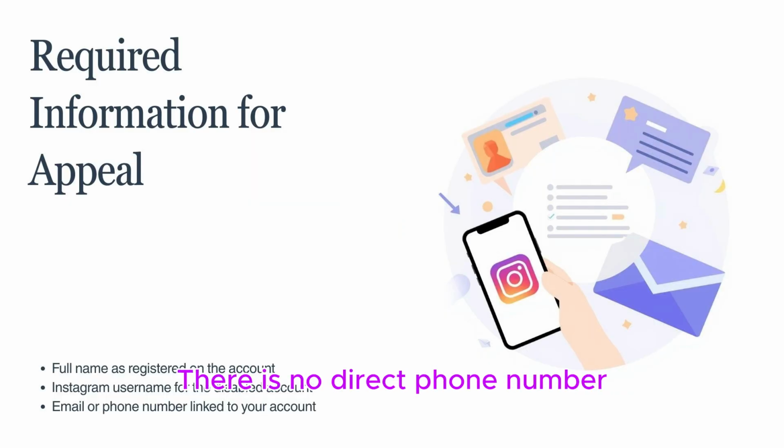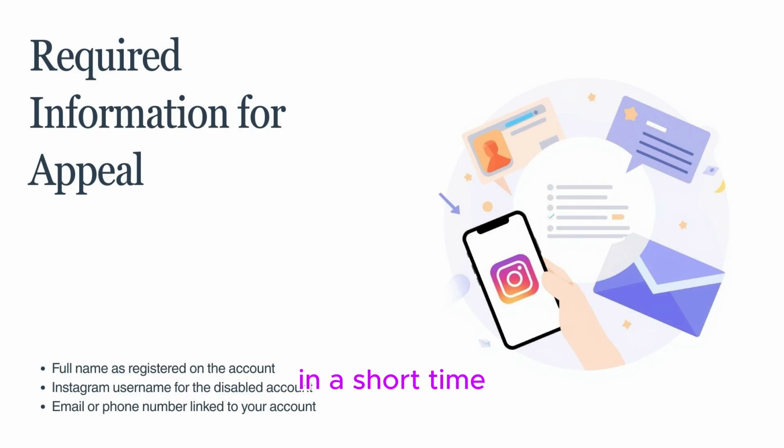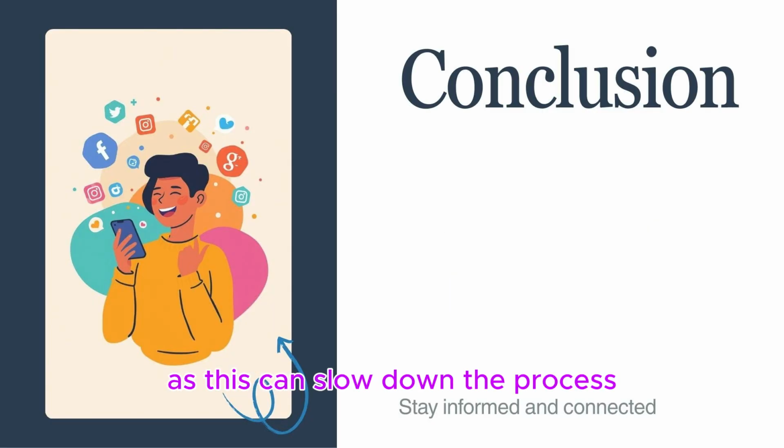account. There is no direct phone number. You must wait for a response via email. Do not submit multiple appeals in a short time, as this can slow down the process. If your account was removed for severe violations, it may not be recoverable.